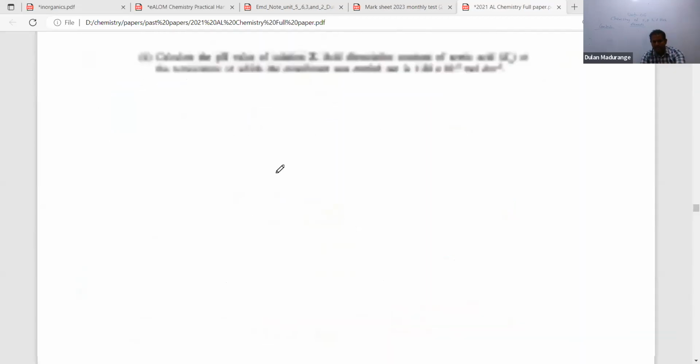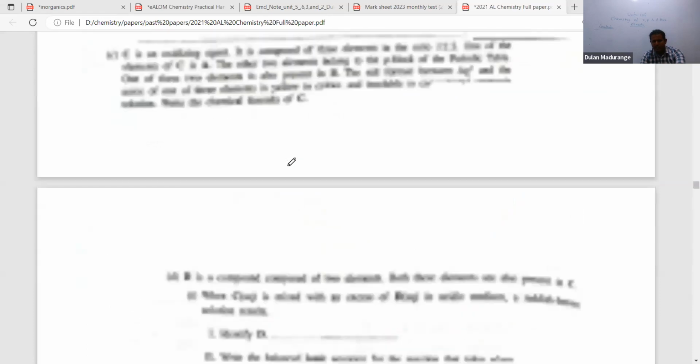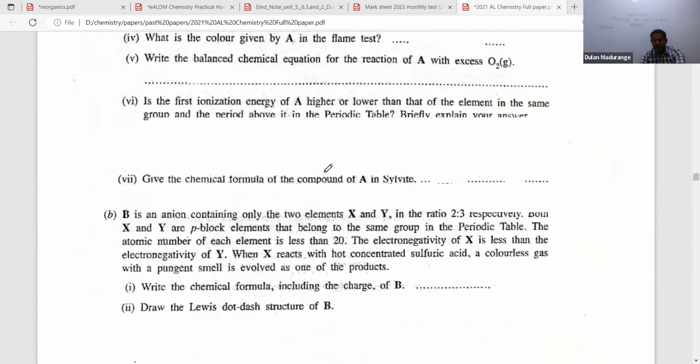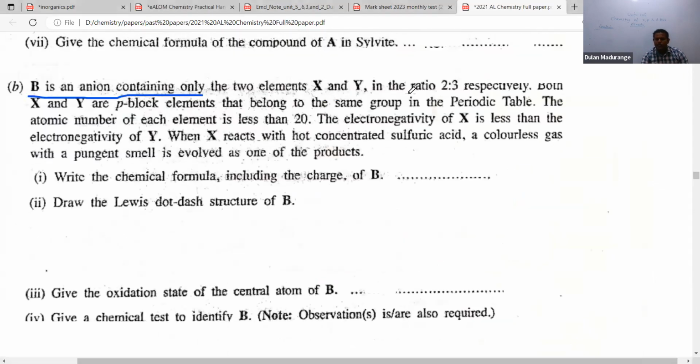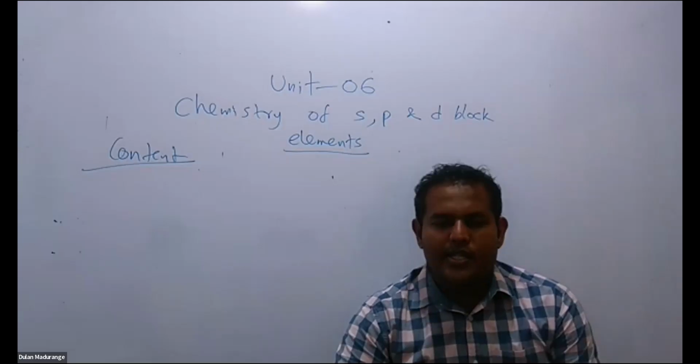Under the inorganic chemistry part, you can see the question here. This is an inorganic question, right? B is an anion containing only 2 elements X and Y in the ratio of 2 to 3 respectively. Both X and Y are p block elements that belong to the same group in the periodic table. The atomic number of each element is less than 20. The electronegativity of X is less than the electronegativity of Y. I mean, this is the typical inorganic question.